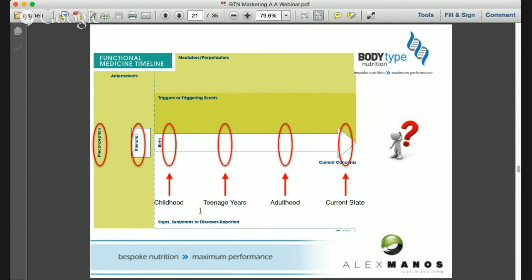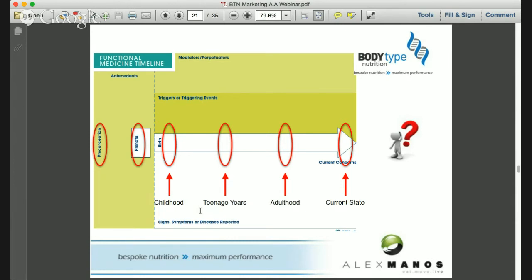We can ask about the childhood. Are you aware of how many infections, if any, there were? What was their nutrition like? How long were they breastfed for, if they were? And the journey goes on in that initial consultation. Gather some information almost by the decade, really, depending on how old they are, to get an understanding of what's going on.